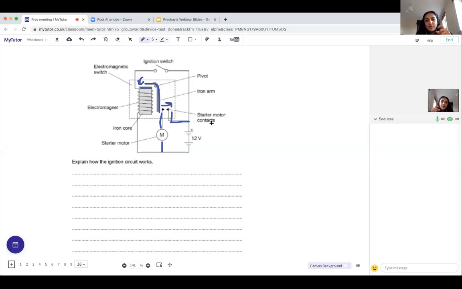Now, we have a second kind of mini circuit within our circuit, which is completed by these contacts. If that little mini circuit is completed, a current flows through that circuit as well. And if a current flows through that circuit, it flows through the motor. And if a current flows through the motor, it is allowed to turn.